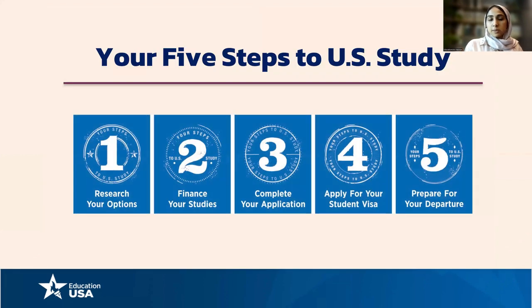I know from personal experience that the US application process can be a bit daunting. However, Education USA has broken down this application process into 5 simple steps. Step number 1 being researching your options. Step number 2 being financing your studies, which we're going to talk in detail today. Step number 3 being completing your application. Step number 4 being applying for your visa. And step number 5, preparing for your departure. No matter where you are on any one of these steps, we will help you each and every step of the way.